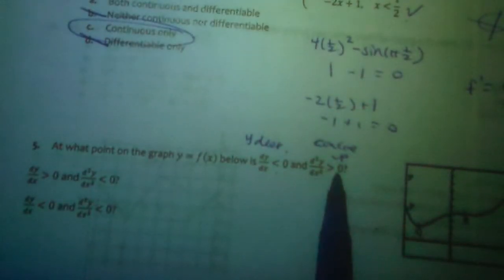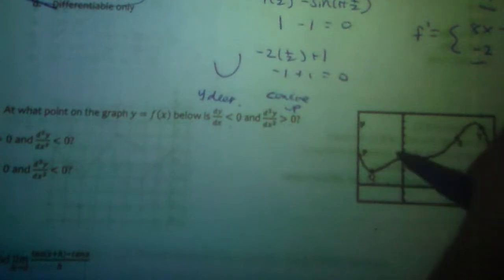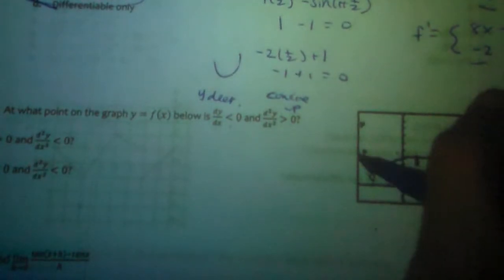Alright, dy dx is negative, means y is decreasing, and second derivative is positive, means y is concave up. And the reason I wrote what y is doing is because this is a graph of y, or the f, right? I don't care that that means f prime negative or f prime increasing, because I don't have a graph of f prime, I have a graph of f. So concave up looks like this, so that is this part, and I want the decreasing part, so that is point P.